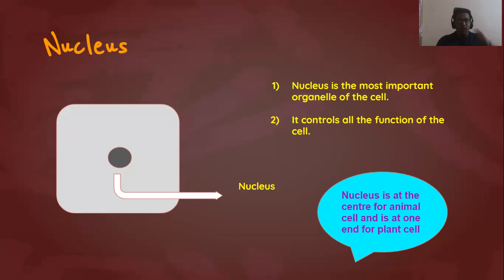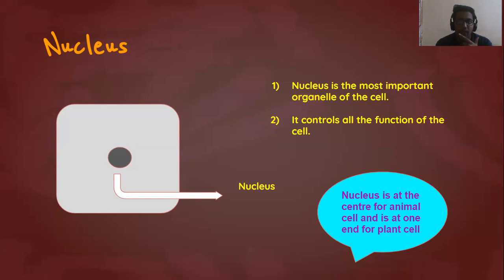Okay, so for animal cell, nucleus is always at the center of the cell. और प्लांट सेल में वो कहीं पे भी हो सकता है. It can be at the center, but वो कहीं और भी हो सकता है. Okay, again we discuss 3 things now. There is no cell wall for animal cell.